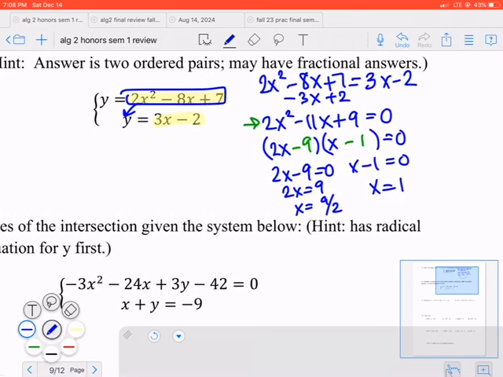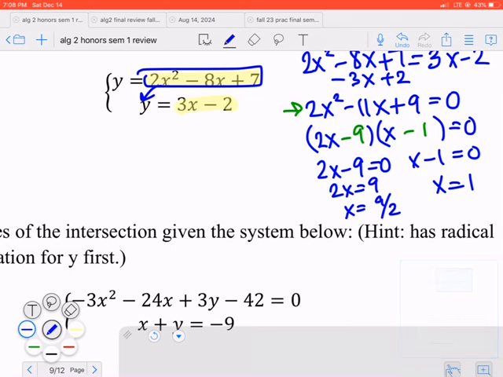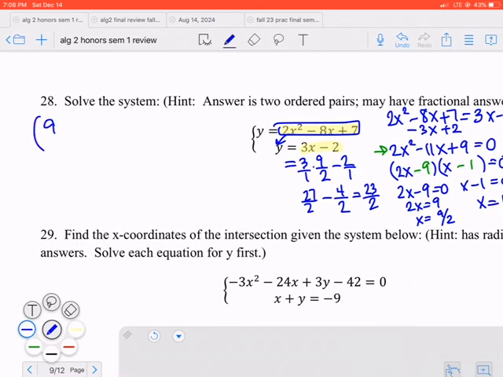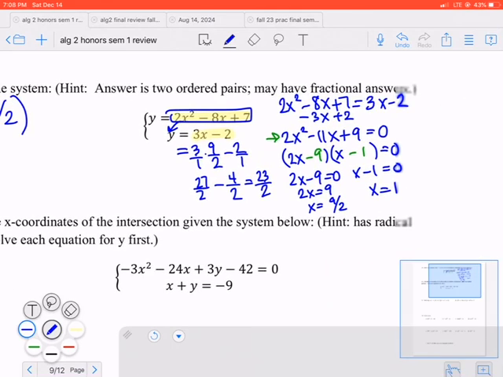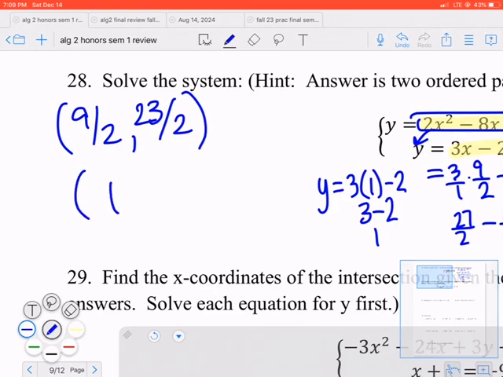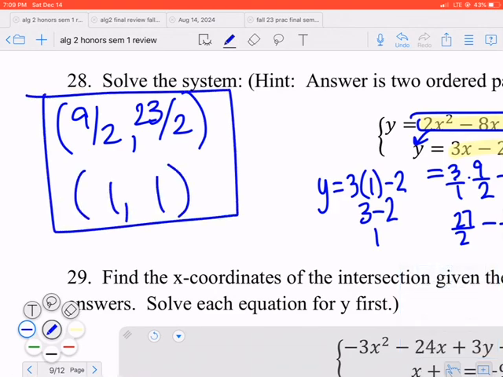And this problem said solve the system, so we have to fully solve it out. So those are my two x values, and I have to plug each of them in to find the corresponding y value. So if I plug in 9 halves, I would have 3 times 9 halves minus 2. 27 halves minus 2 over 1 would be 4 over 2. 27 minus 4, 23 over 2. So one of the solutions is 9 halves, comma, 23 halves. And then if x is 1, 3 times 1 minus 2. 3 minus 2 is 1. 1, 1. There's our two solutions.